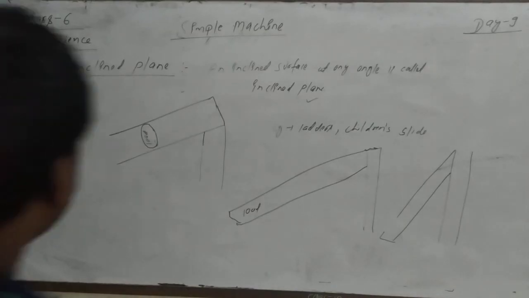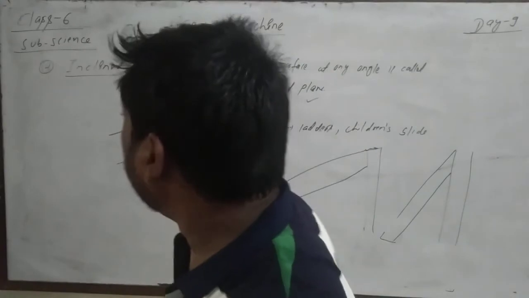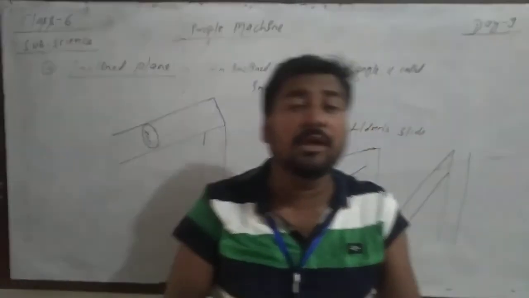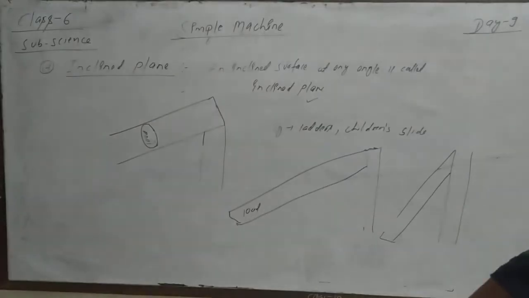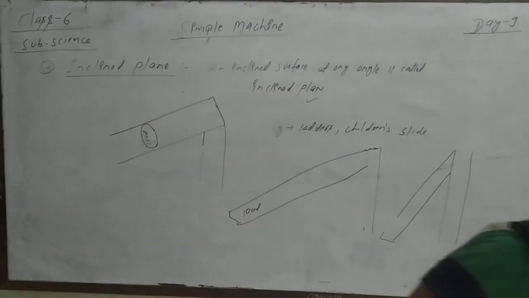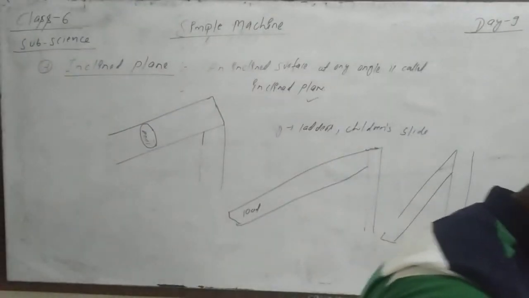So, four types we have studied. Remaining types we will study later, just like we have to study screw and wheel. Okay? We will study that in the next class.